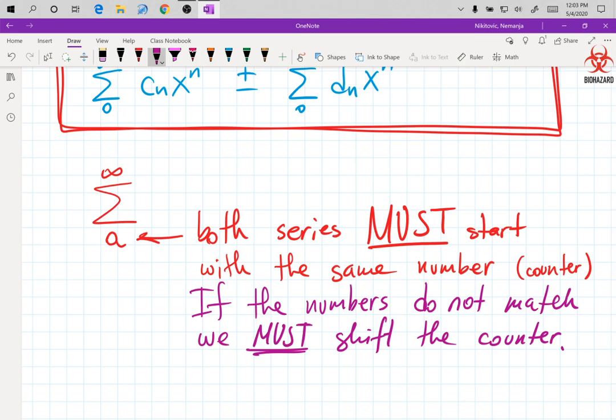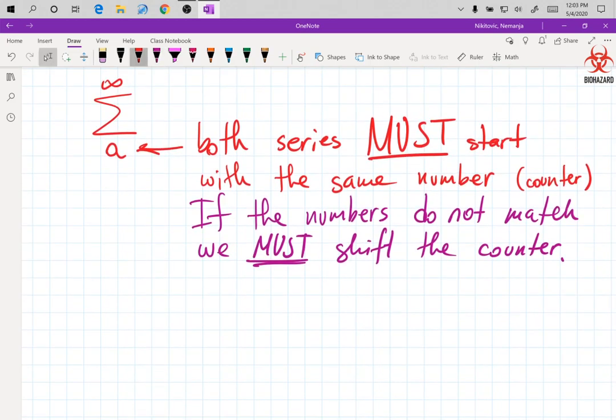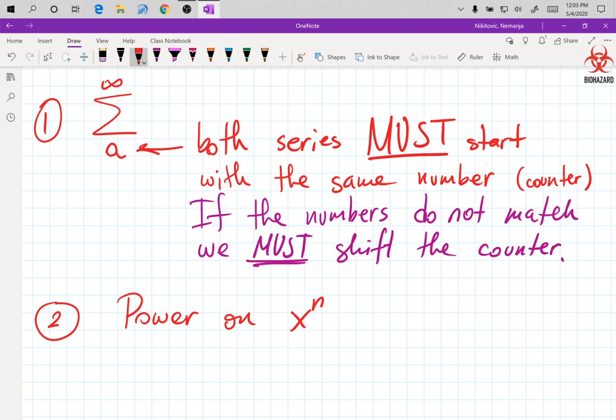Now, shifting the counter is a skill which you learned in chapter 10 in Calc 2 when you shifted the counter for geometric series to make it start at 0, so you can use the sum formula to calculate the sum of a geometric series. That's the first and only time when you learned shifting the counter. Now you will be using shifting the counter in every single problem, sometimes even multiple times. So that's number 1. And number 2, the power on x to the n must be the same.